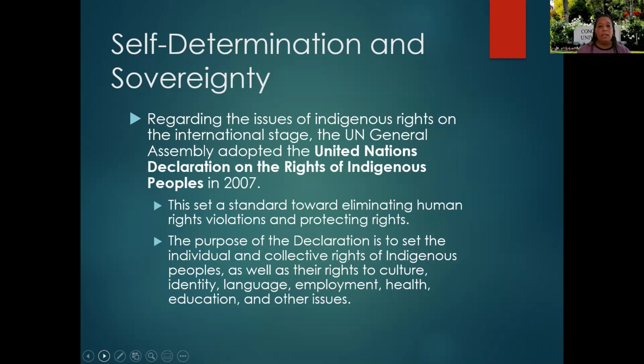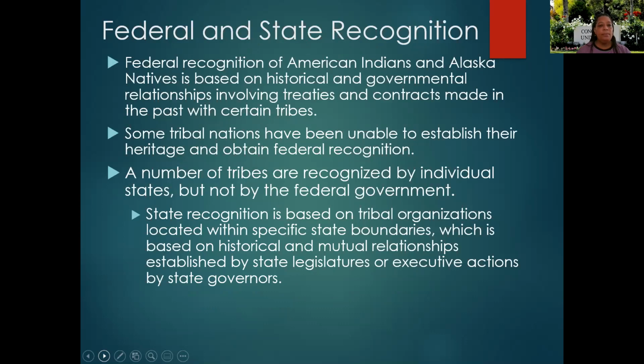The purpose of this declaration is to set out the individual and collective rights of Indigenous people, as well as their rights to culture, identity, language, employment, health, education, and other issues. The federal and state recognition of American Indians and Alaskan Natives is based on historical and government relationships involving treaties and contracts that are made in the past with certain tribes.